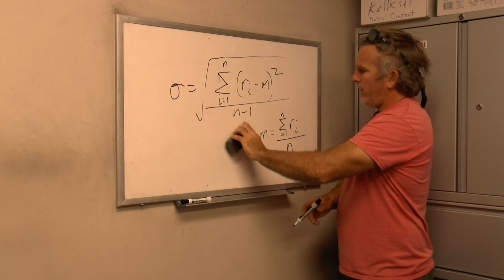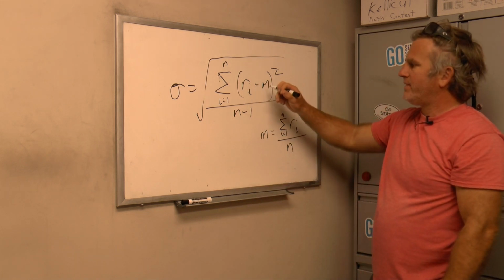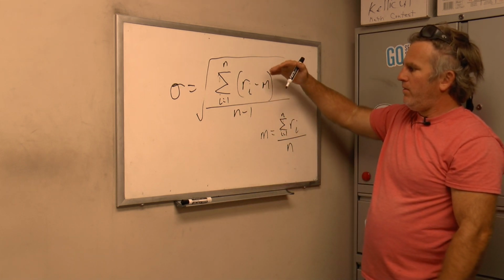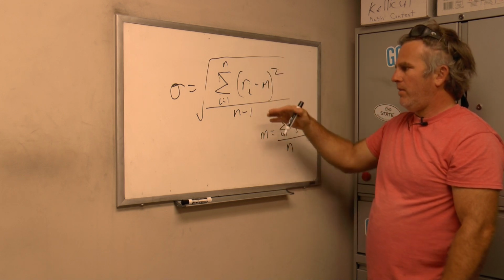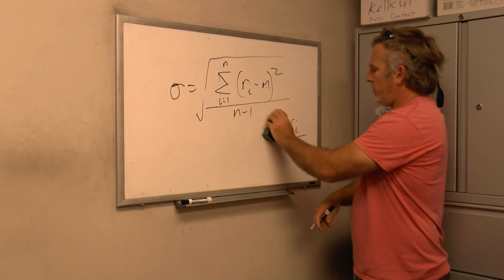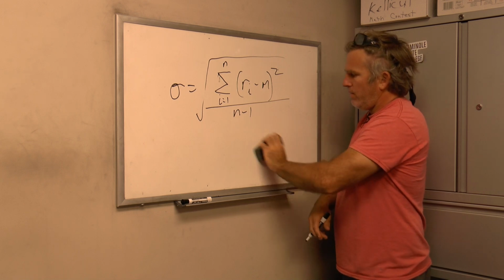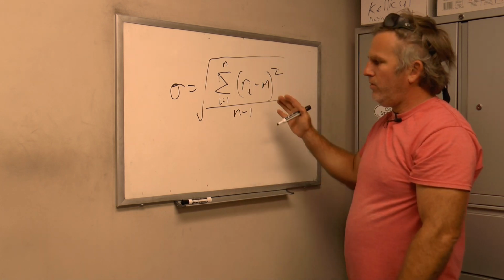So anyway, you take the returns minus the mean, you square them, and you take the sum of all those, then you divide it by how many there are minus 1, and that gives you the standard deviation. And then you normalize it.